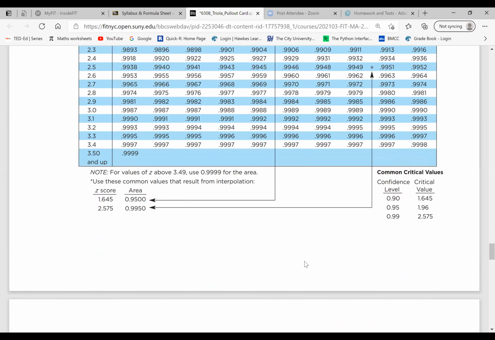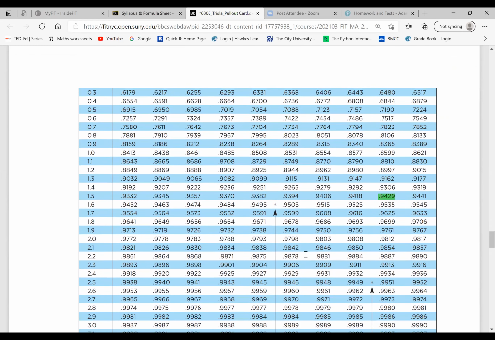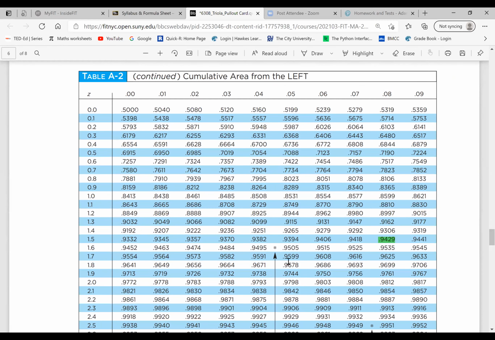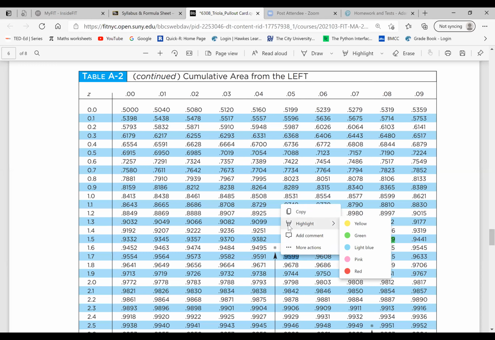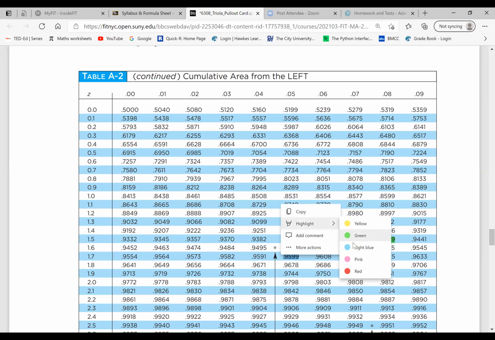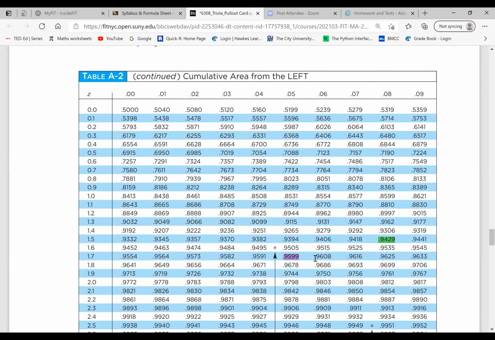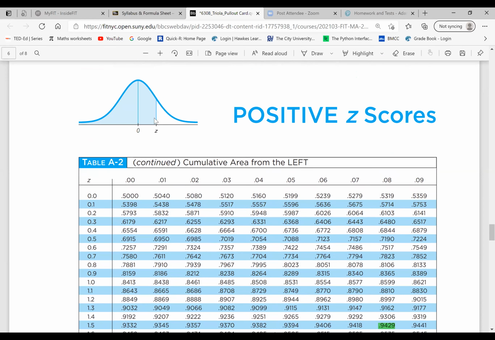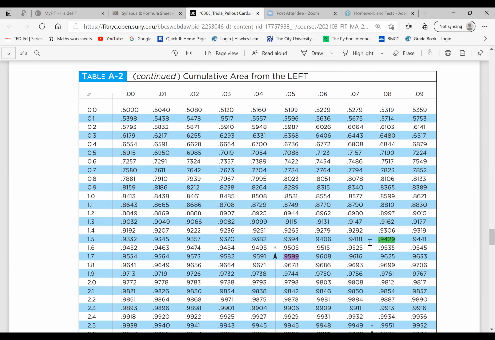Yeah. And you look for 1.75. So here we go, 1.75 here. 0.9599, right? I'm gonna use a different color here. Okay, look at that. So this is the corresponding probability associated with a z-score of 1.75. That means we're talking about everything to the left, right? All the area to the left of 1.75.